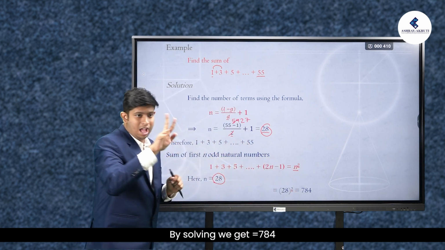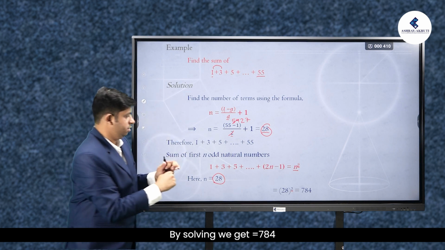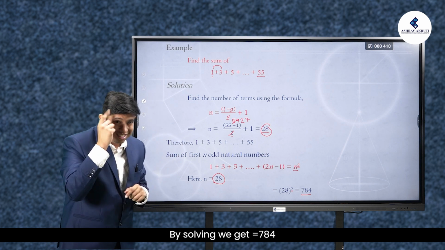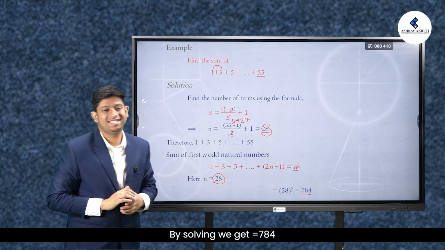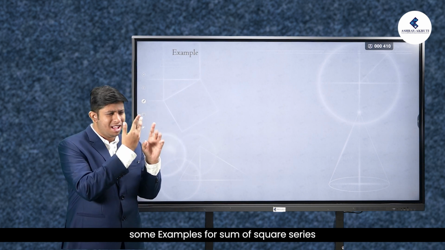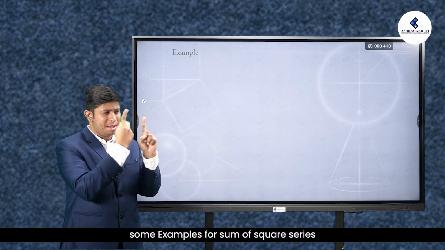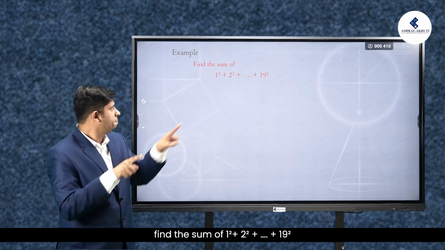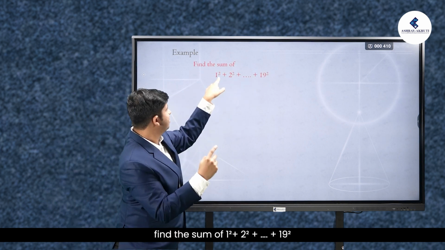By solving, we get 784. Let us see some examples for sum of square series. Find the sum of 1 square plus 2 square plus so on plus 19 square.